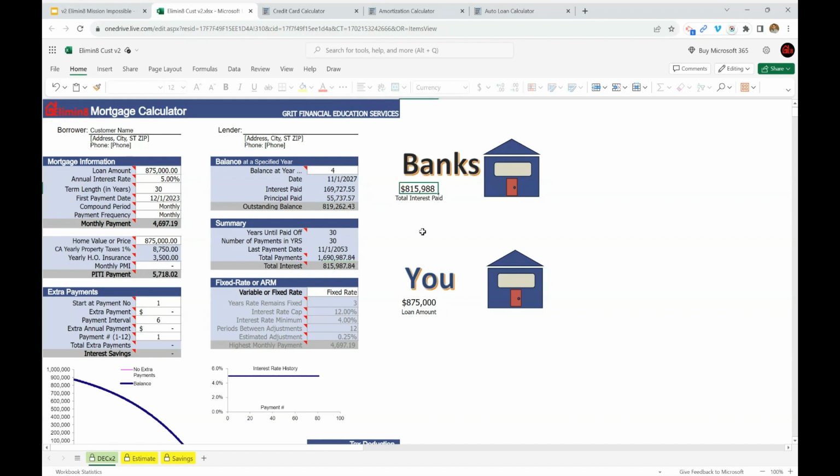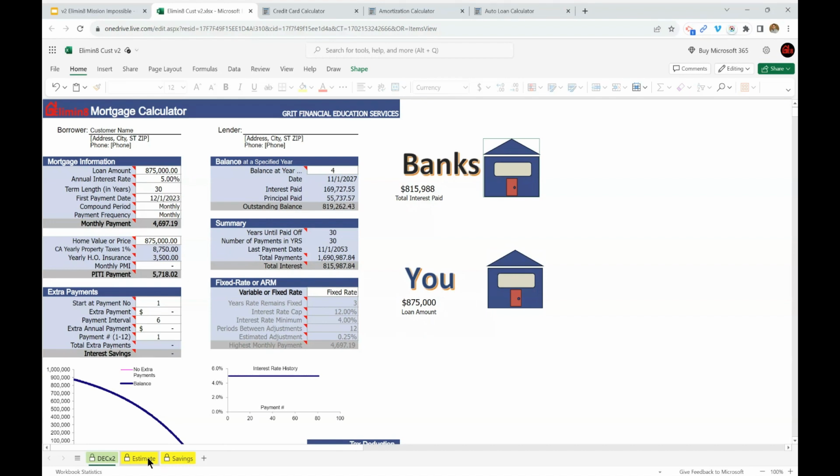So pretty much what you did is bought two houses, right? One for you and one for the banks. Okay, so this $815,000 of interest went to the bank, and whatever your loan amount is, your house. So in 30 years, you have bought two houses, one for you and one for the bank.